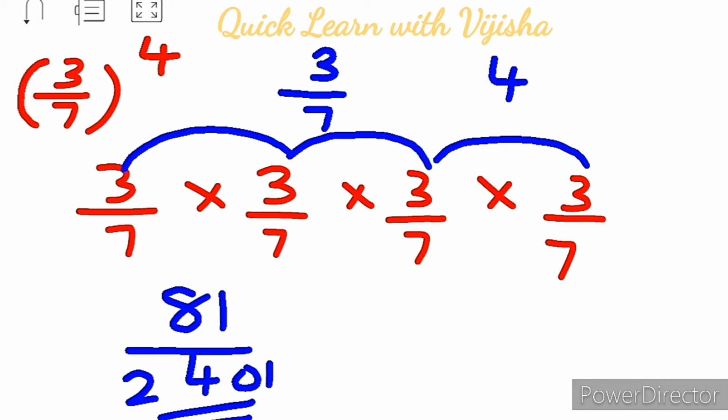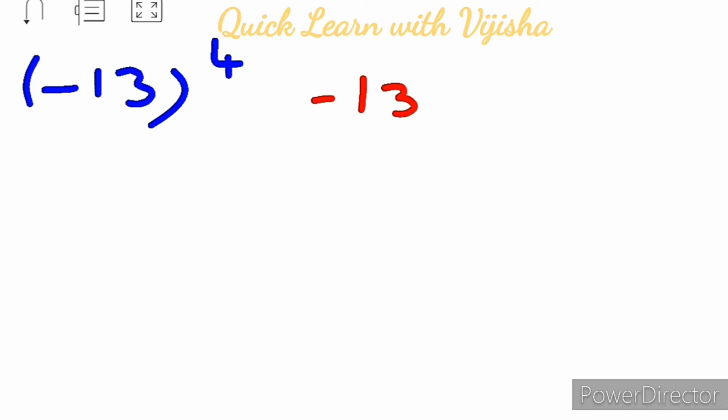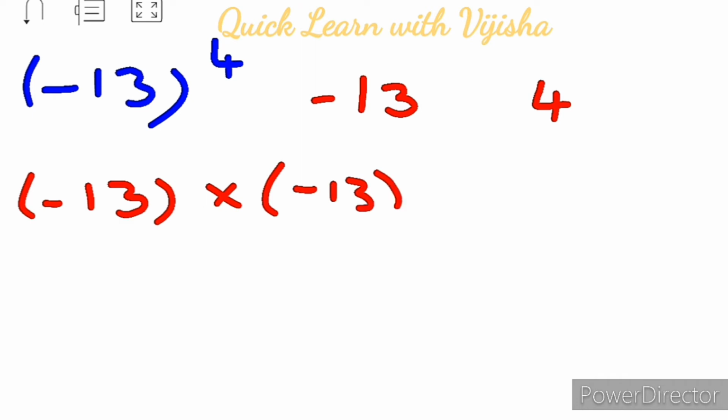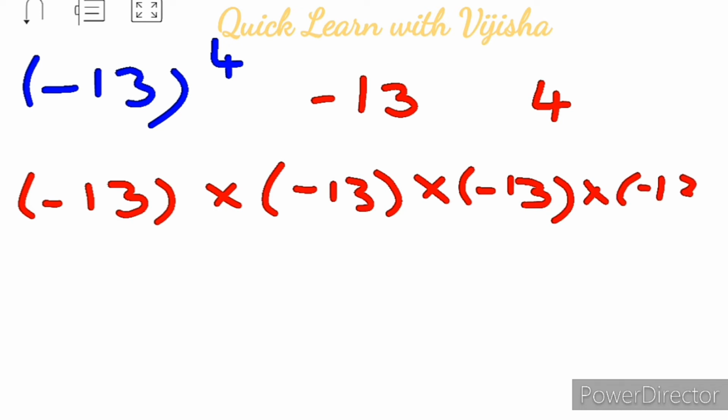We'll see the last sum also. The question is -13 raised to 4. So -13 is your base and 4 is your index. Understanding? Now in the multiplication form, -13 has to be written 4 times. So we will put it in brackets because 2 signs are together. So this way we have written -13 4 times.